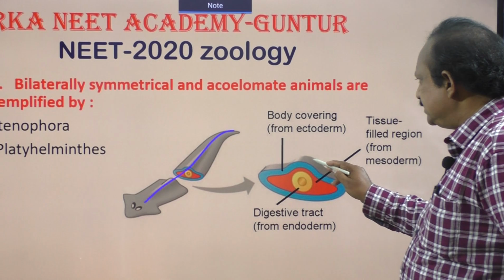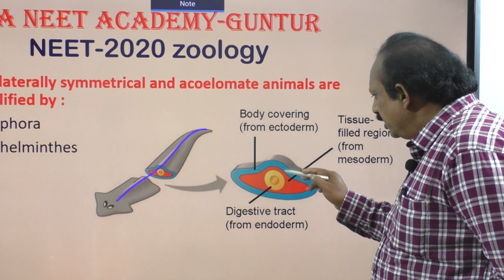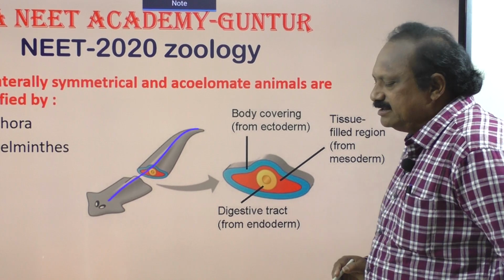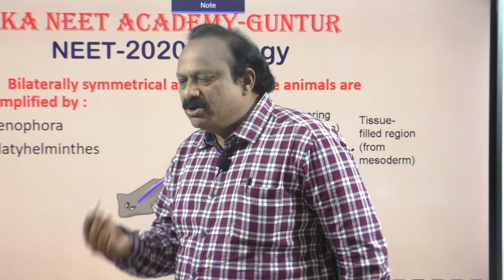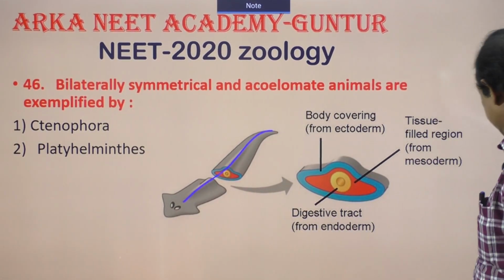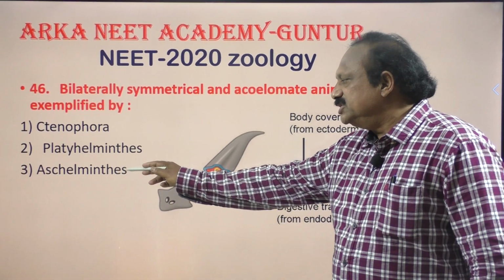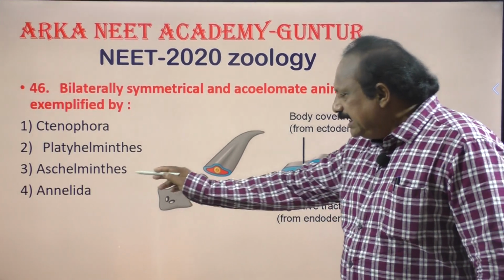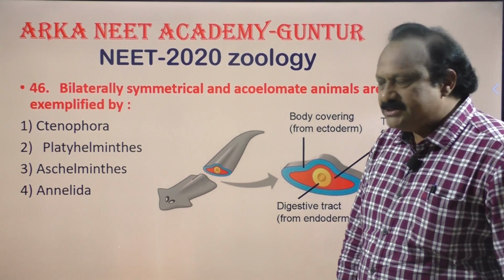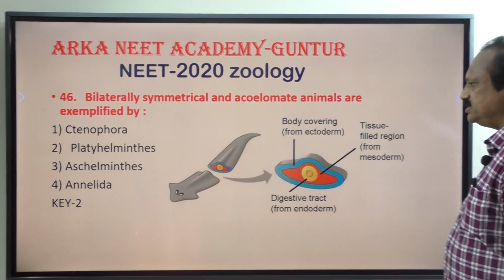Now, look at this one. This is the body wall, and this is the gut wall. Between the body wall and gut wall, there is a cavity, the coelom, that is filled with the mesenchyma. So the coelom is absent and they exhibit bilateral symmetry. Hence, Platyhelminthes is the correct answer. In Aschelminthes, symmetry is bilateral, but the coelom is a pseudocoelom. In Annelida, symmetry is bilateral, but the coelom is a true coelom, that is schizocoelom. So the second option is the correct answer.